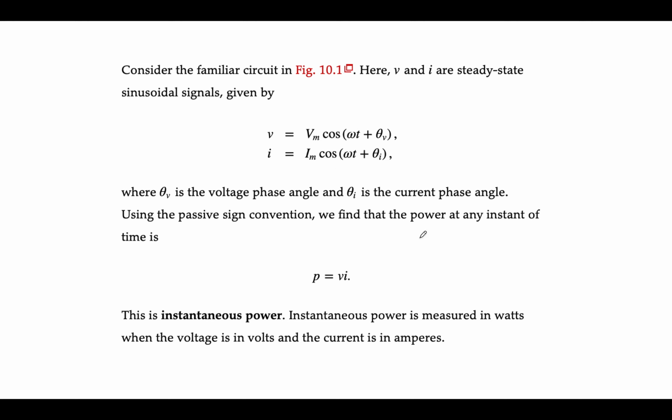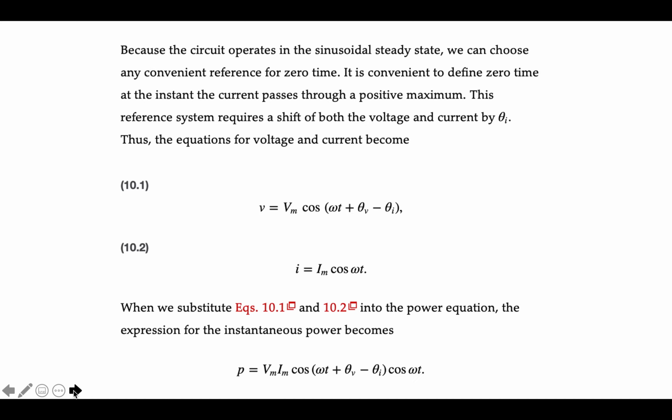So if we're going to use the passive sign convention referring to the figure, the instantaneous power is V times I. The word instantaneous is used to represent as a function of time. So an instantaneous voltage, for example, would be the cosine form in the time domain. An instantaneous power would contain time as a variable and allow you to calculate that power at any instant of time.